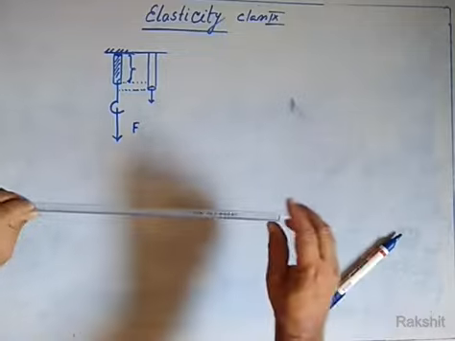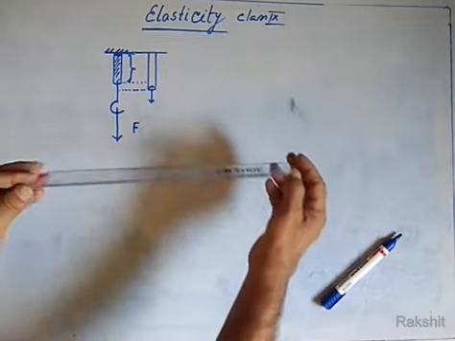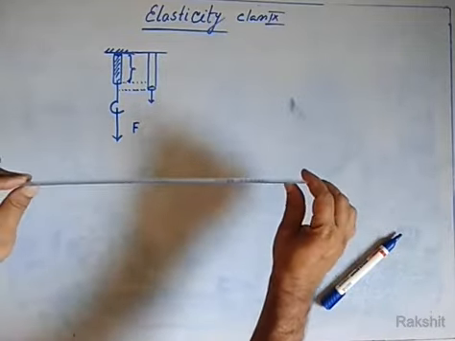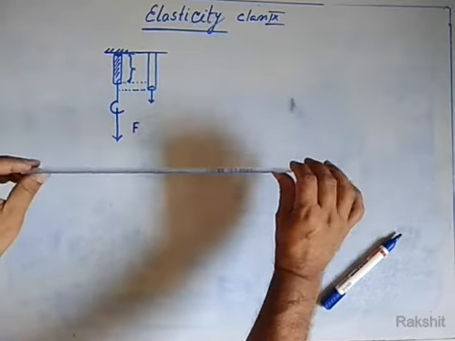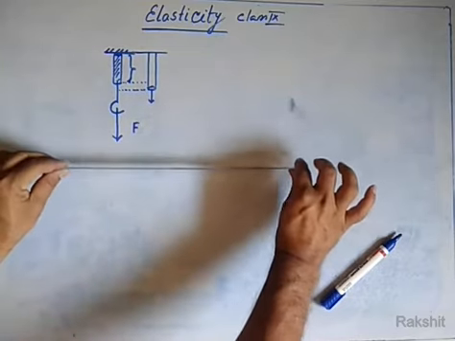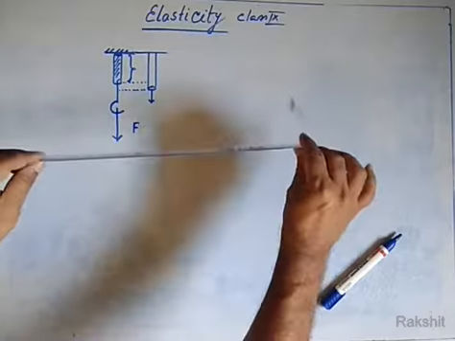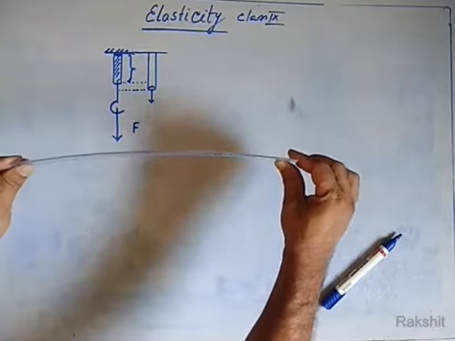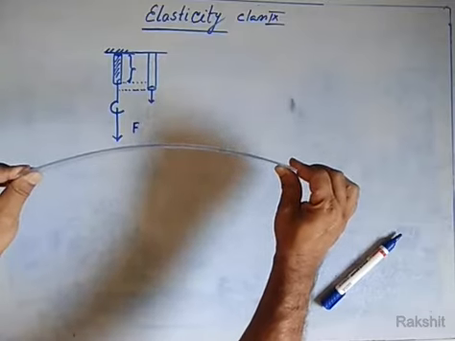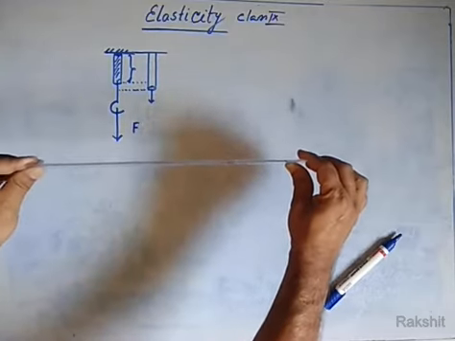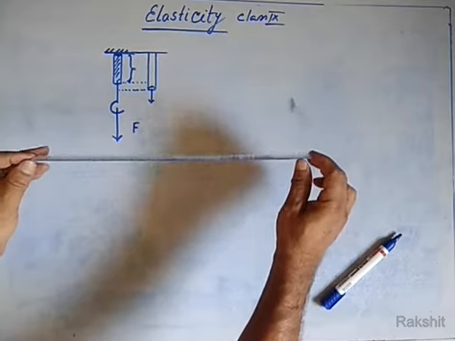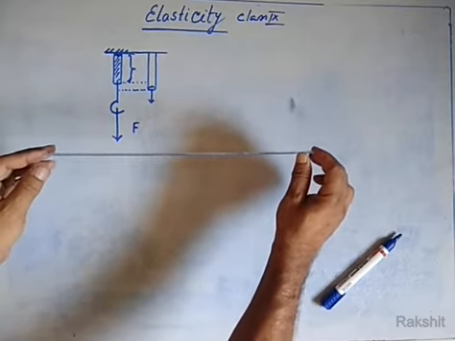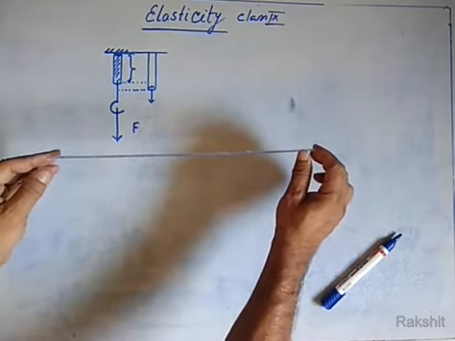Suppose we are applying a force on this body, this scale, and this is the natural shape of the body. When a force is applied, the natural shape changes. When force is withdrawn, this shape regains its original shape.